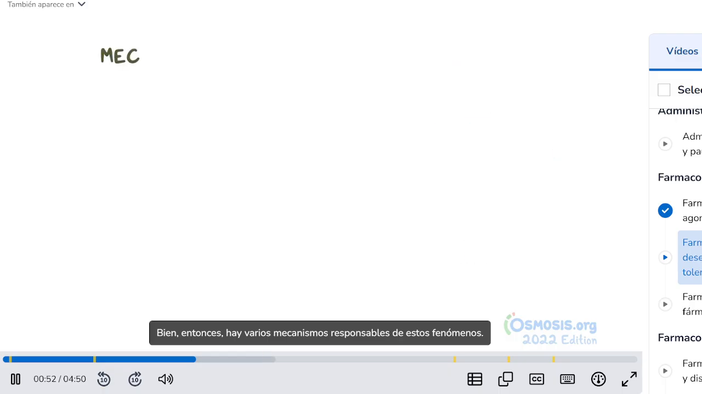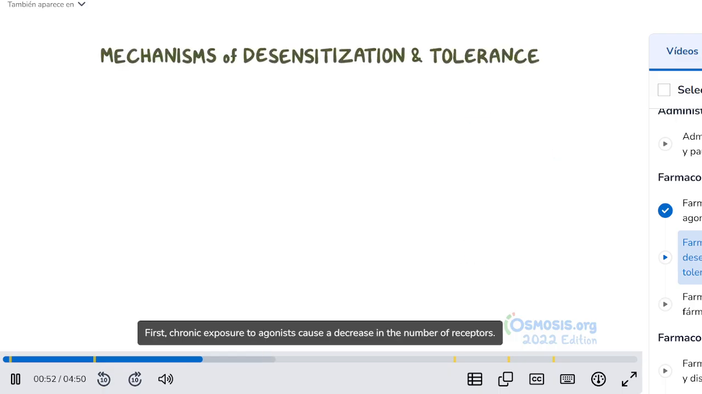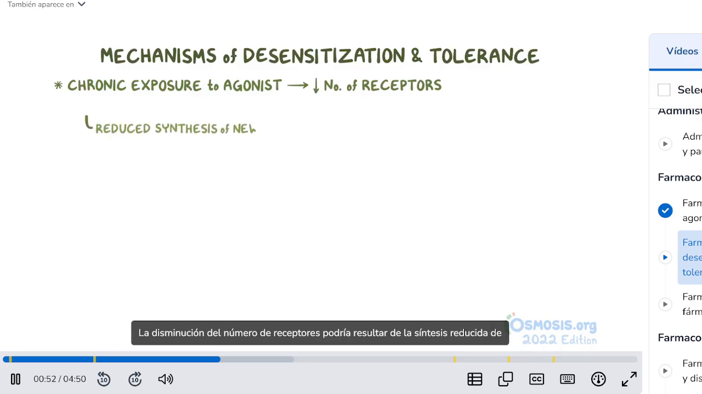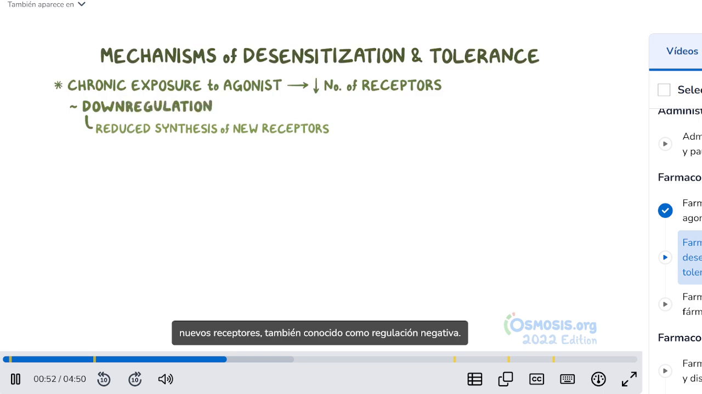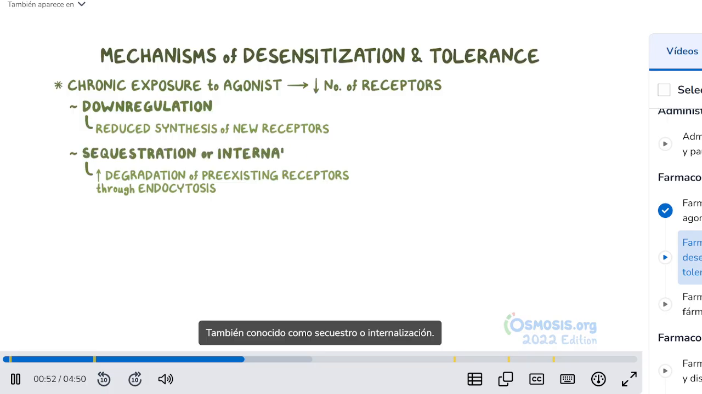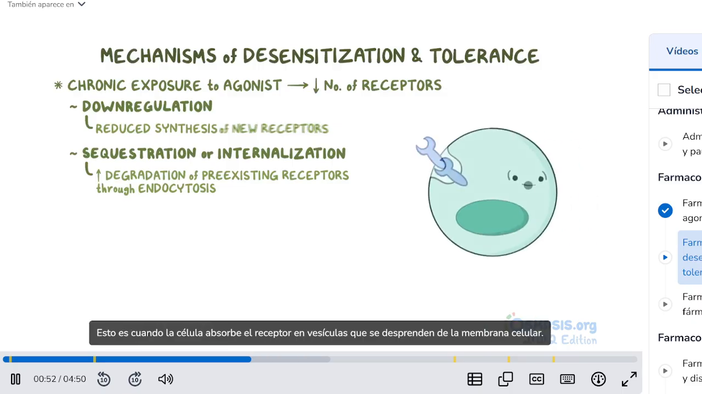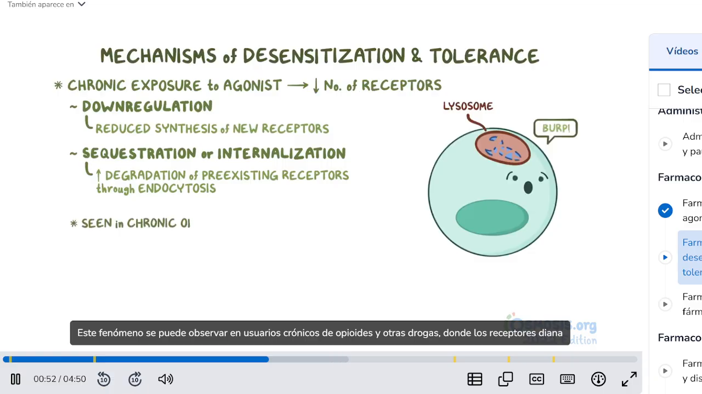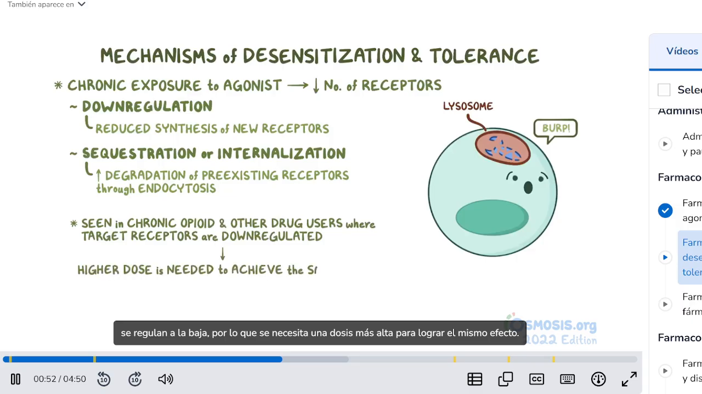Alright, so there are several mechanisms responsible for these phenomena. First, chronic exposure to agonists causes a decrease in the number of receptors. The decrease in the number of the receptors could result from the reduced synthesis of new receptors, also known as downregulation. Also, chronic exposure increases the degradation of pre-existing receptors through endocytosis, also known as sequestration or internalization. This is where the cell swallows up the receptor in vesicles, pinching off the cell membrane, and sends them to the lysosome for digestion. This phenomenon can also be seen in chronic opioid and other drug users, where the target receptors are downregulated, so a higher dose is needed to achieve the same high.